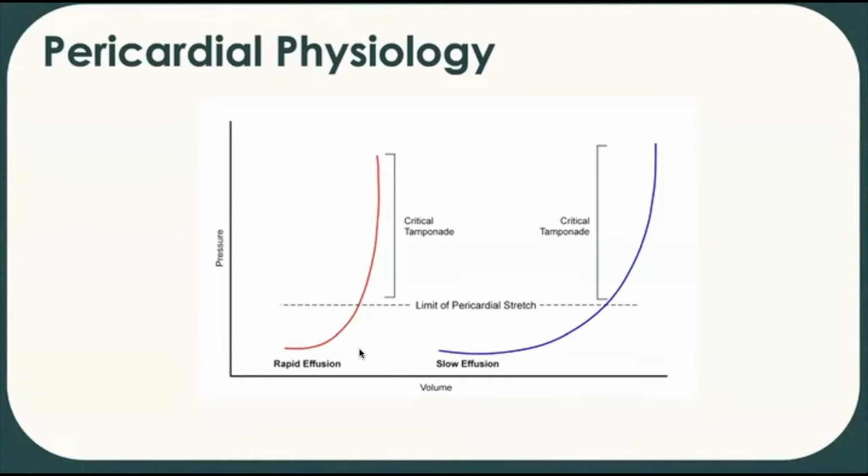So I think we can clearly see that for rapid effusion, it doesn't take much volume before that happens, whereas a slow-growing effusion, you can accommodate a lot more. And so again, it's important because don't be fooled into seeing a small effusion and thinking that it can't have tamponade effects, because it's all based on how fast it's grown and the clinical context.